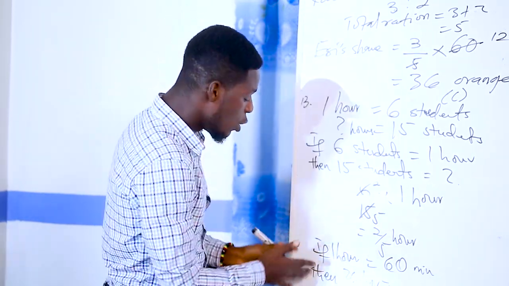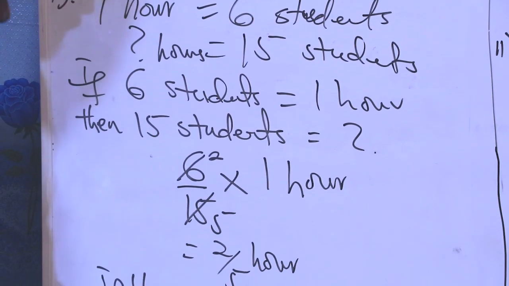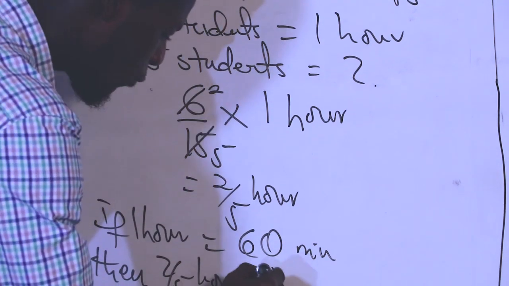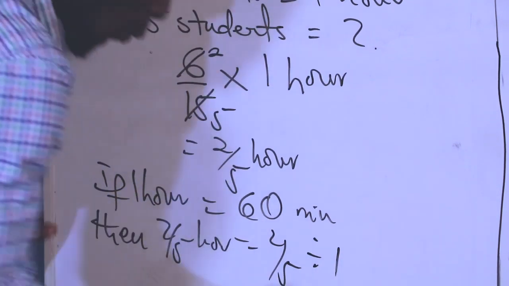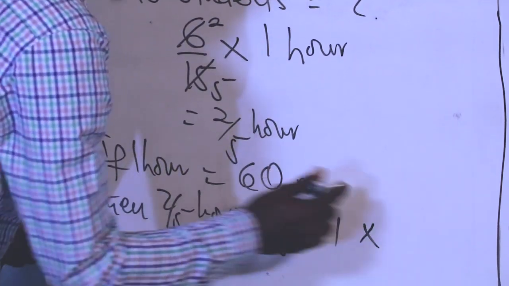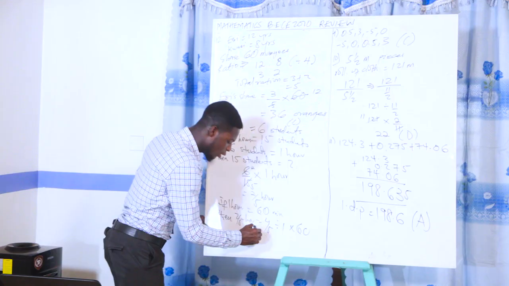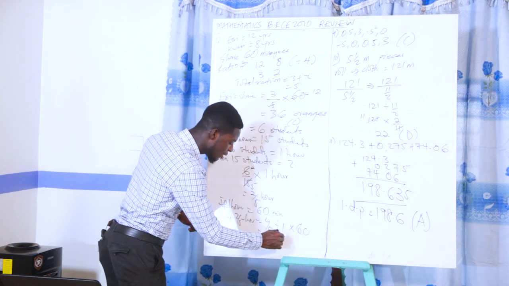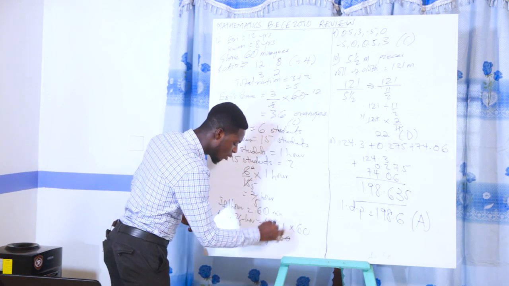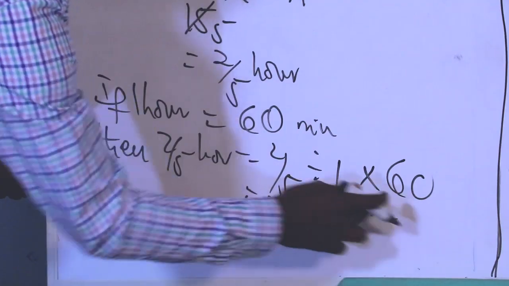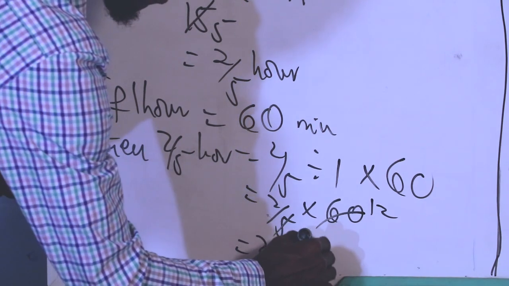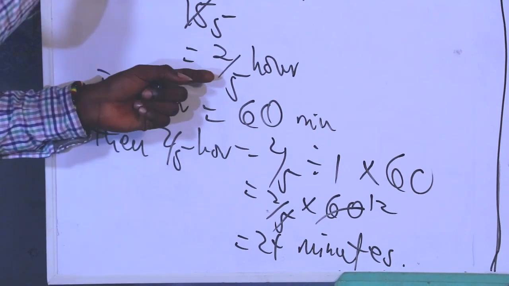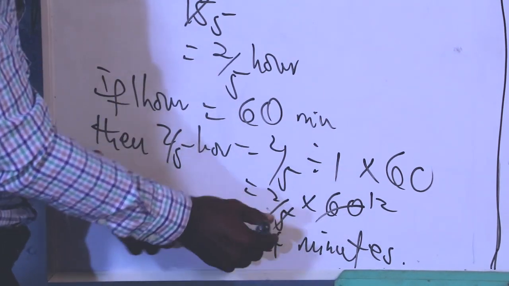All right, let's continue. So if 1 hour is 60 minutes, then 2 over 5 hour will be less. So if less, more divide. The more is 1. So you have 2 over 5 divided by 1, more divide, and multiplied by 60 minutes. This will give you 2 over 5 divided by 1, which is the same as 2 over 5 times 60. 5 will divide 60 12 times. 12 times 2 is 24 minutes. So it means that 2 over 5 hour, which was our answer, has been converted to minutes.